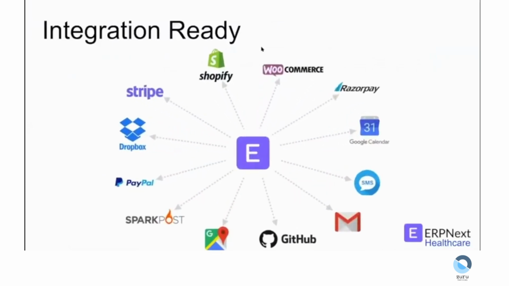Apart from that, ERPNext is also integration ready. We have integration with major payment gateways like Razorpay, PayPal, and Stripe that will help you have online payments for appointment booking. We also have integrations with certain e-commerce platforms like Shopify and WooCommerce, which will help you track inventory if you are using the stock and purchase module. We have certain other integrations with Google Calendar, Google Maps, Gmail, GitHub, Dropbox, and whatnot.